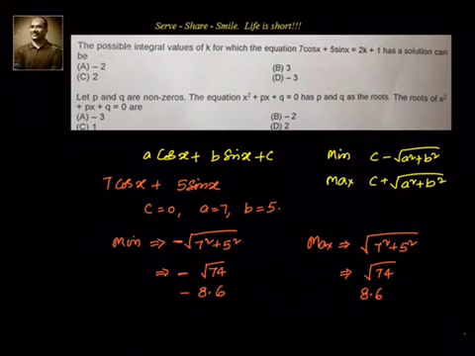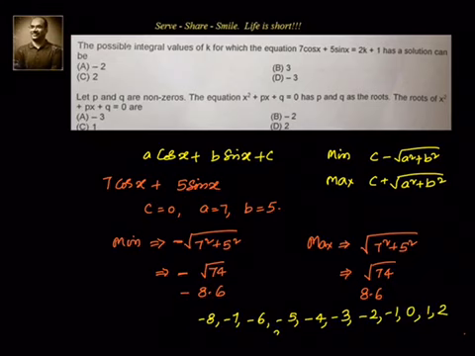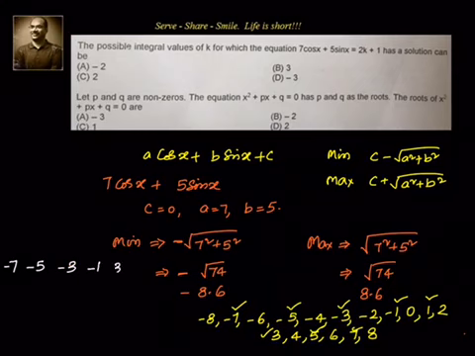Now we have to give the values of k such that k is integral. So let's understand what are the integral values we have between minus 8 and 8: minus 8, minus 7, minus 6, minus 5, minus 4, minus 3, minus 2, minus 1, 0, 1, 2, 3, 4, 5, 6, 7, 8. And we have to equate this to 2k plus 1, which is important. So 2k plus 1 means clearly the number has to be an odd number. So let's take the odd numbers from here: minus 7, minus 5, minus 3, minus 1, 1, 3, 5 and 7.